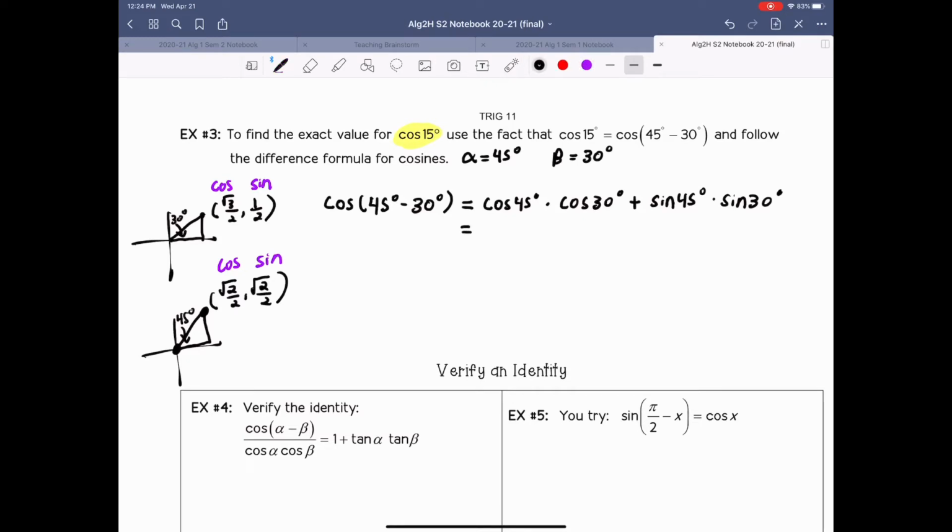So we're going to use those bits of information to evaluate the individual trig functions in this formula. So we have the cosine of 45 degrees, that's going to be root 2 over 2, multiplied by the cosine of 30 degrees, which we know is root 3 over 2. And then we're going to be adding to that the sine of 45 degrees, which is root 2 over 2, multiplied by the sine of 30 degrees, which we know is 1 over 2.